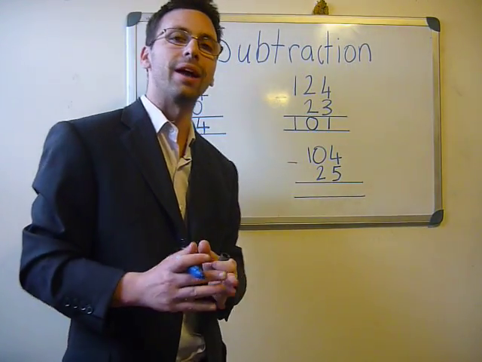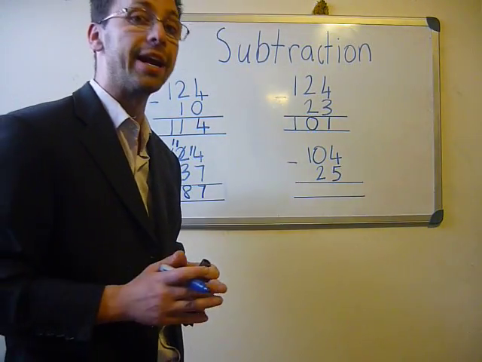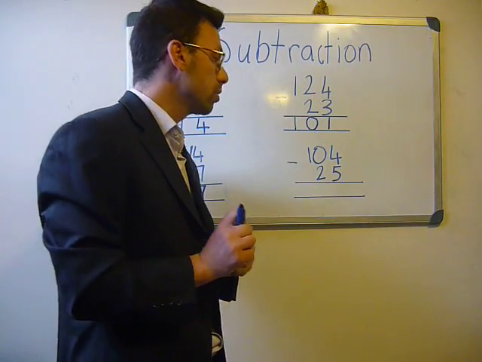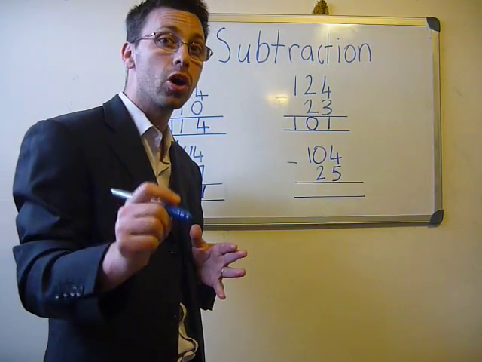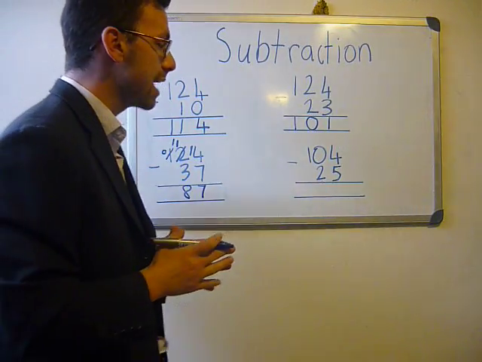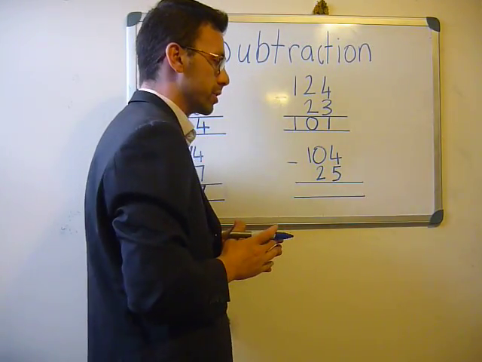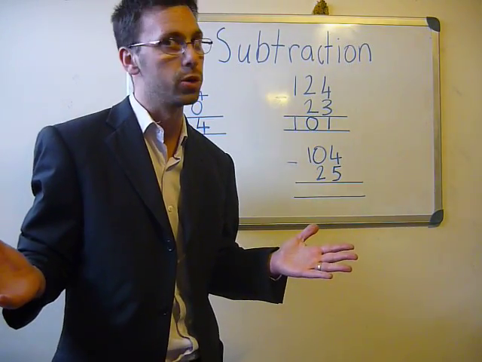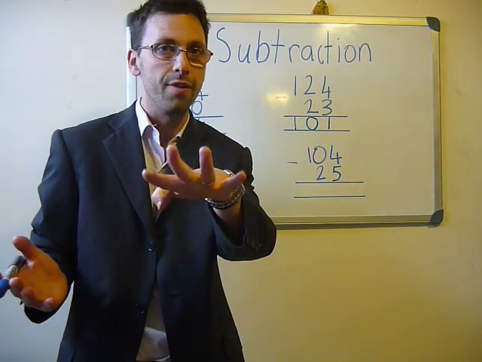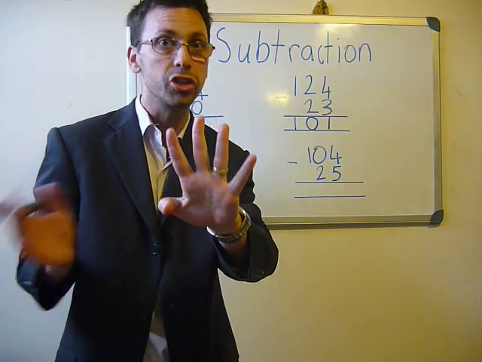Let's have another go at the same strategy with trading. 104 minus 25. This is a bit tricky because you have a 0. Let's have a look. Start with the units. 4 minus 5. You can't do it. Can you take away 5 from 4 fingers? No, because you don't have any.